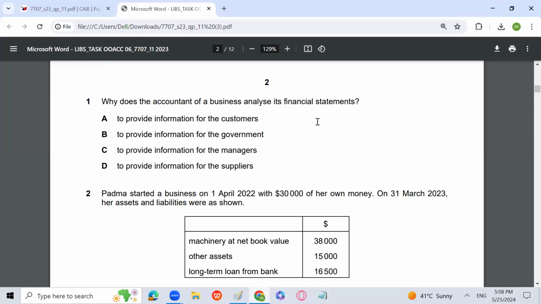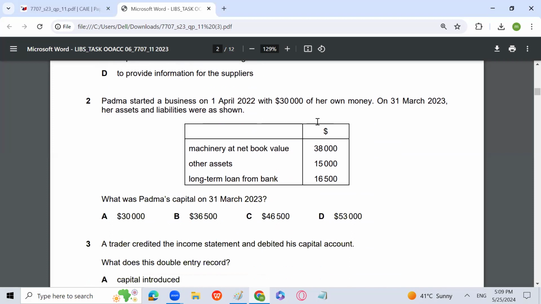They can take decisions regarding the business, and they can understand the performance of the business, or probe into the matter of how to manage the business for the future. Second MCQ: Padma started a business on 1st April with 30,000 of her own money. This is the capital at the start. On 31st March 2023, her assets and liabilities were as shown. Machinery 38,000, other assets 15,000, and the long-term loan, which is the liability, will be subtracted. So the capital at the end is going to be 36,500.